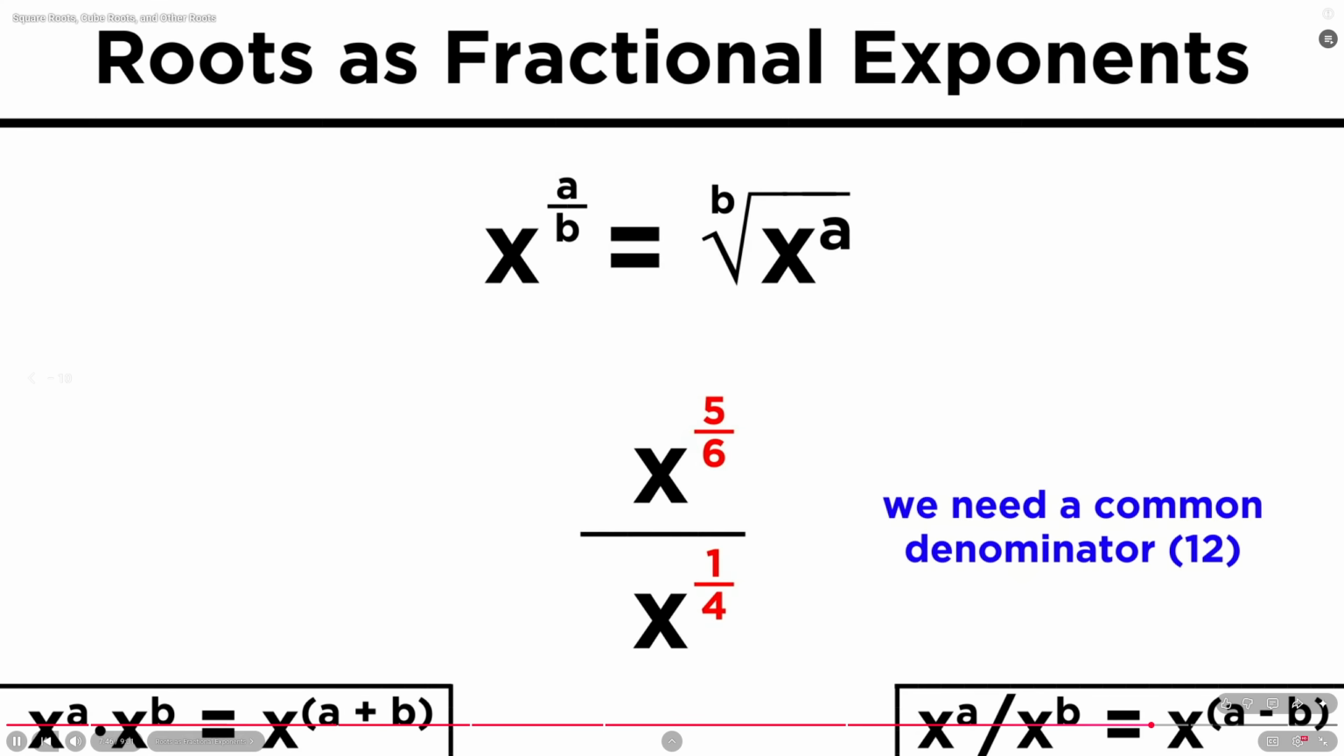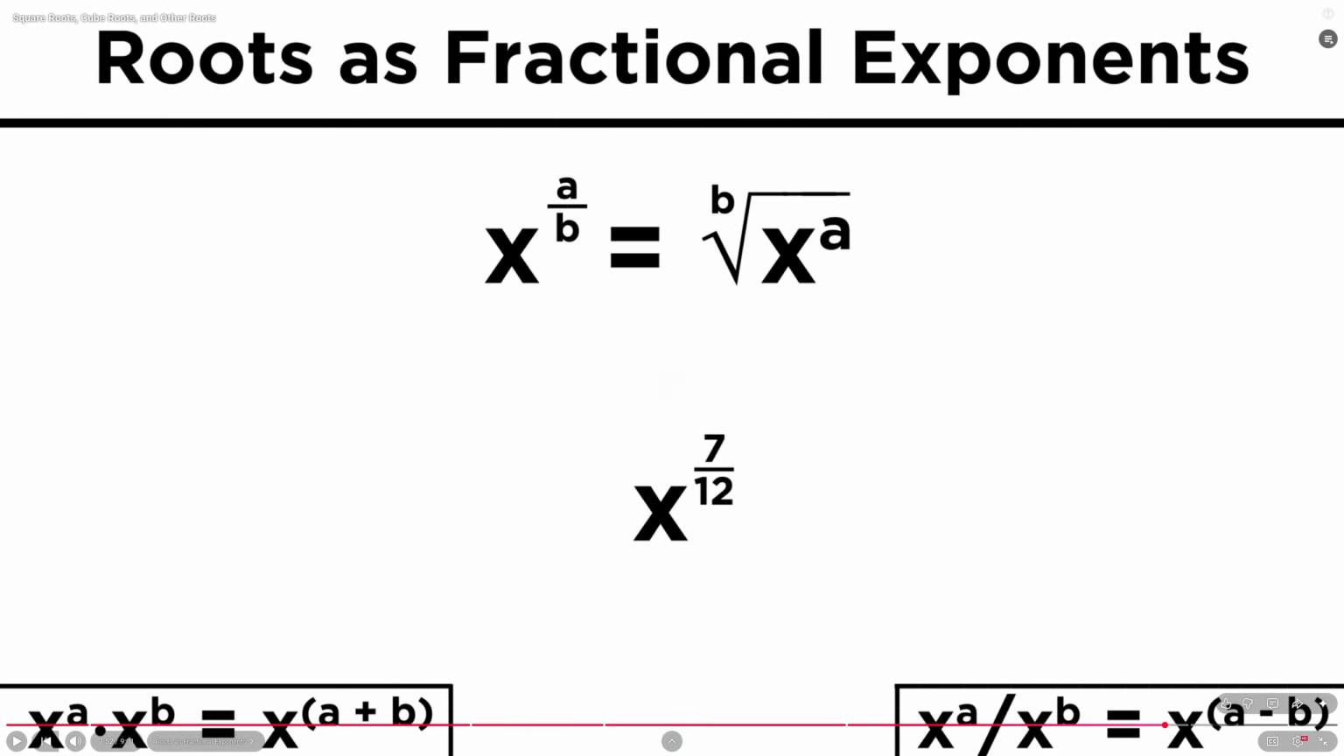Twelfths denominator, which will be 12. So 10 twelfths minus 3 twelfths equals 7 twelfths. And there you have the simplified.